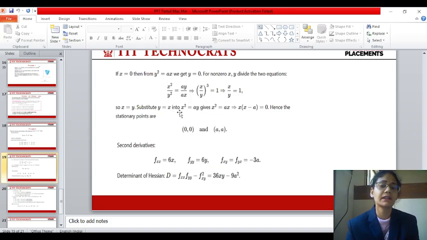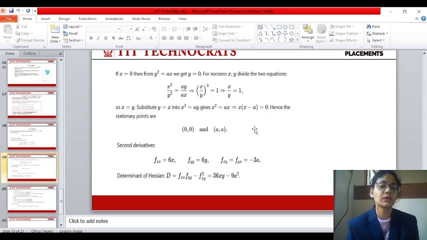You will get that x square is equal to ax. Simplify. You are getting two stationary points. One is x equal to 0, another is x equal to a. Put this value of x in x equal to y. The two points are (0, 0) and (a, a).